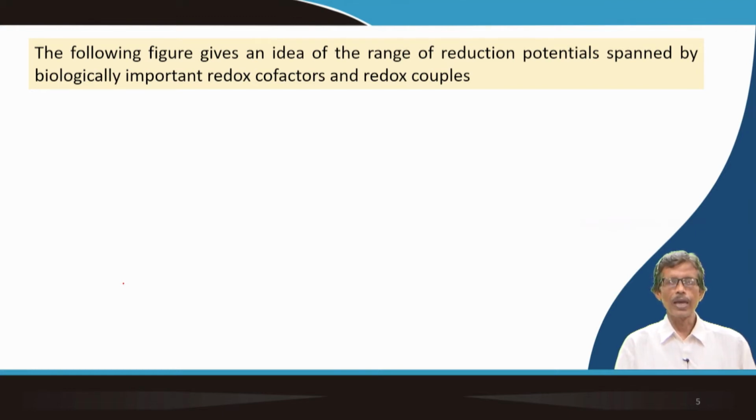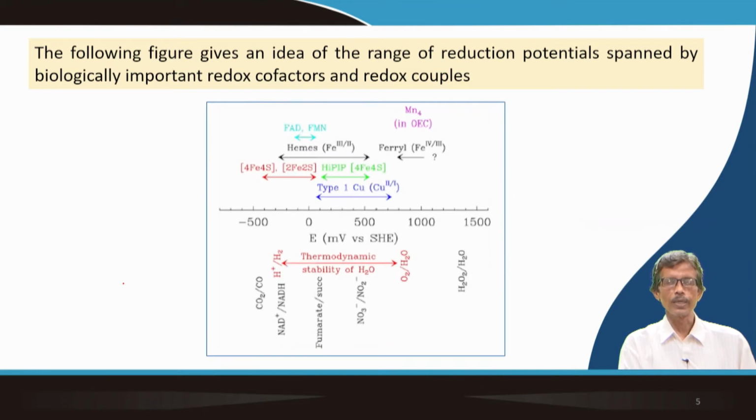So, we should have some idea about this particular table. Maybe I gave you this table in my introductory lectures, when I talked about all these things. So, you have a scale of minus 500 to 1500 millivolt versus the standard hydrogen electrode, which is the standard reference electrode. We cannot use it directly, but we always refer to this potential while we report the potential values.